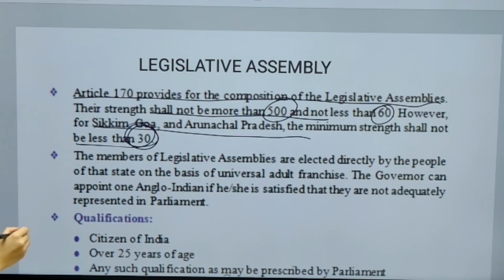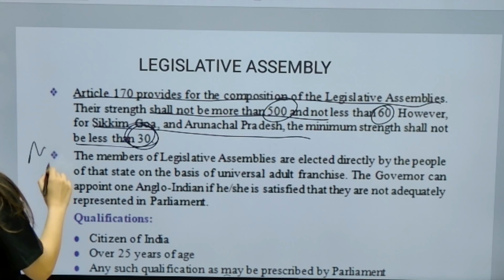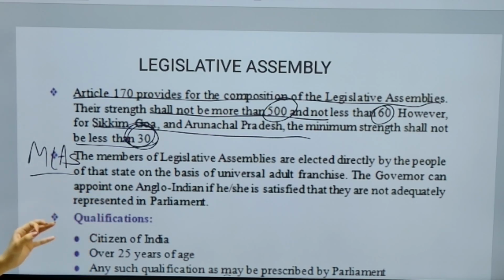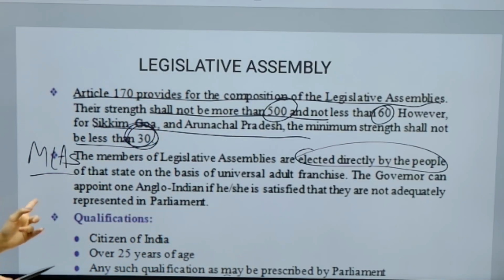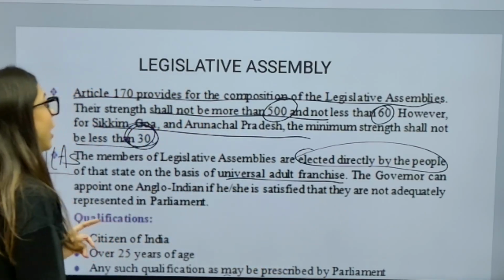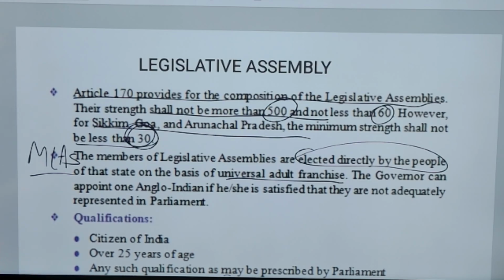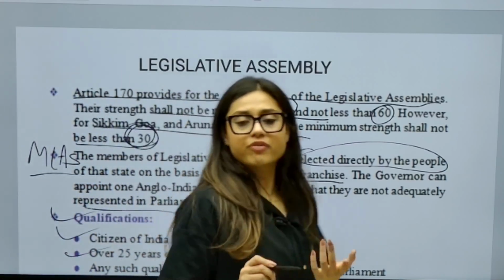Okay. So the members of the state legislative assembly, the MLAs, again, this is an exact replica of the Lok Sabha. They are directly elected. We participate in the Vidhan Sabha elections as well, again on the basis of universal adult franchise. And the Governor can appoint one Anglo-Indian if he or she is satisfied that they are not adequately represented. What is the qualification required to become an MLA? You should be a citizen of India, 25 years of age, and have no other disqualification as prescribed by the parliament, such as holding an office of profit.